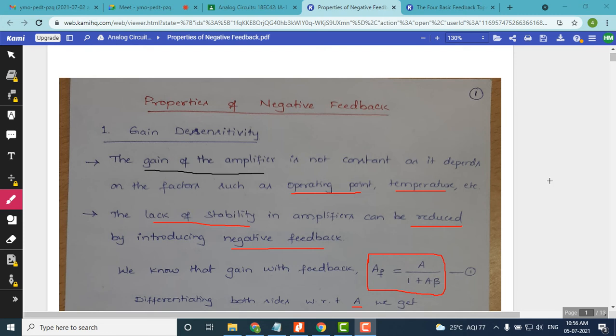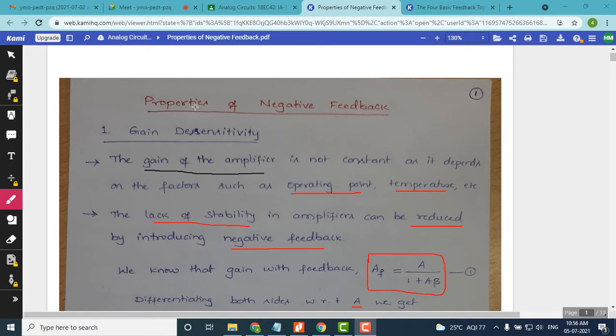Okay. Any questions regarding properties of negative feedback? Prior to this, we started with general feedback structure, if you can recall. After covering general feedback structure and important elements in it, we moved to the properties of negative feedback. One advantage of this module is all topics are very easy, it's theoretical, and we can score good marks in the examination also.